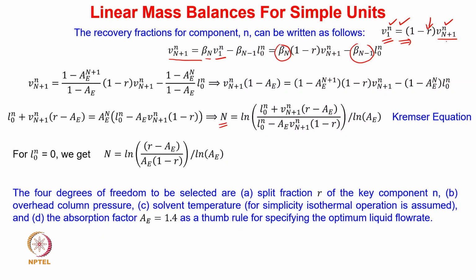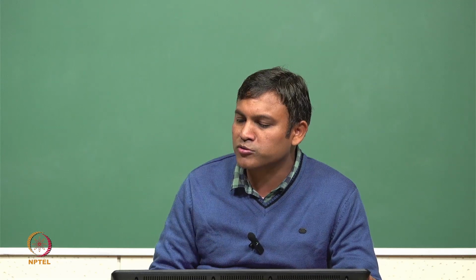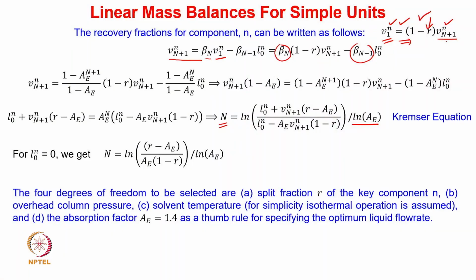So the expression for the capital N is given as ln of L naught raised to L naught plus Vn plus 1 R minus ae, divided by L naught minus ae into Vn plus 1 (1 minus R), and this entire thing is divided by ln ae. So what is this equation? This particular equation gives the minimum number of stages required in the absorption unit in order to have this much recovery. Okay, so we have obtained the minimum number of absorption stages.